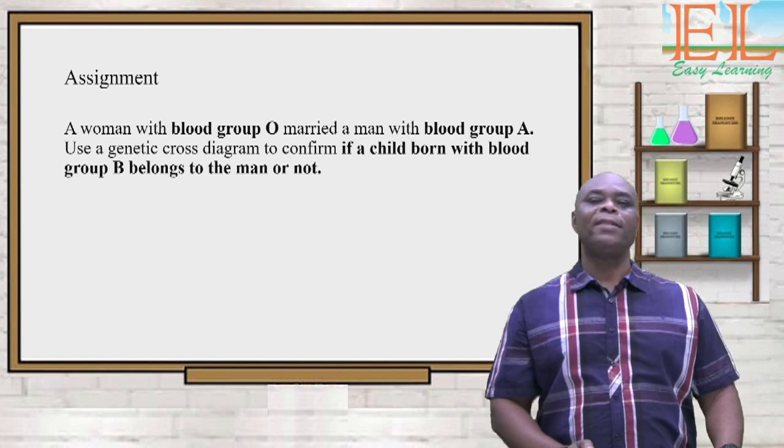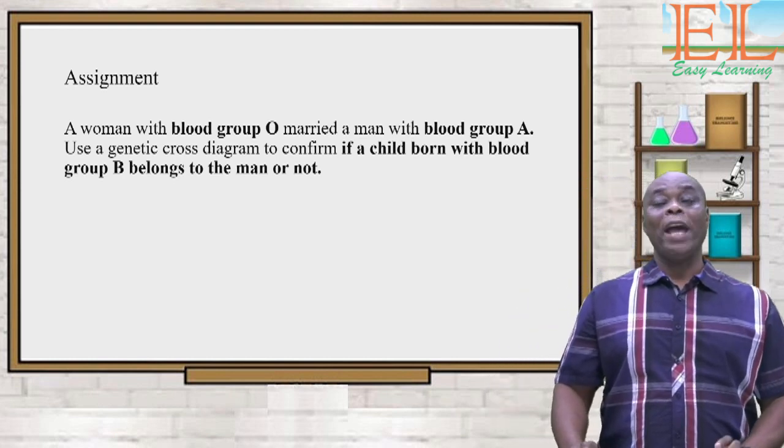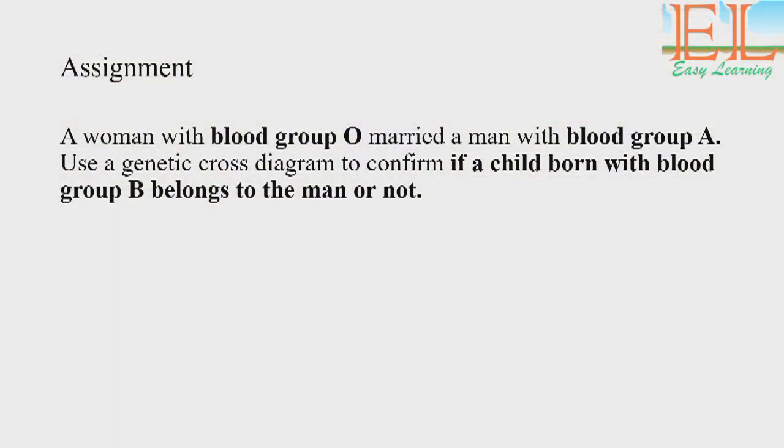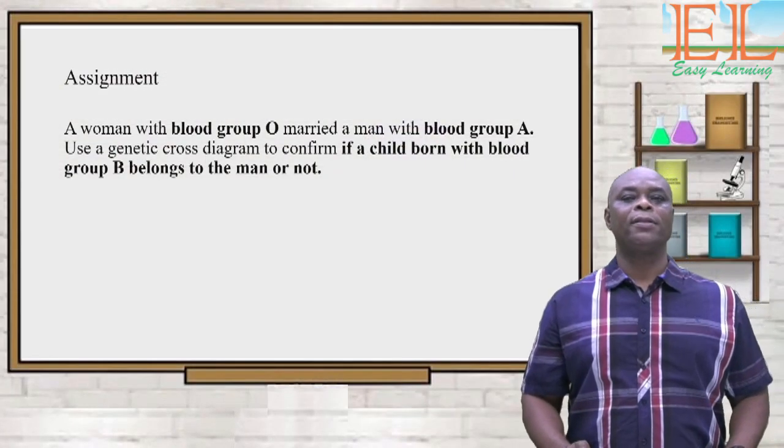For your assignment, work on this question. A woman with blood group O married a man with blood group A. Use a genetic cross diagram to confirm if a child born to the couple with blood group B belongs to the man or not. Try your hands on that, and in our next lesson, we'll address it.